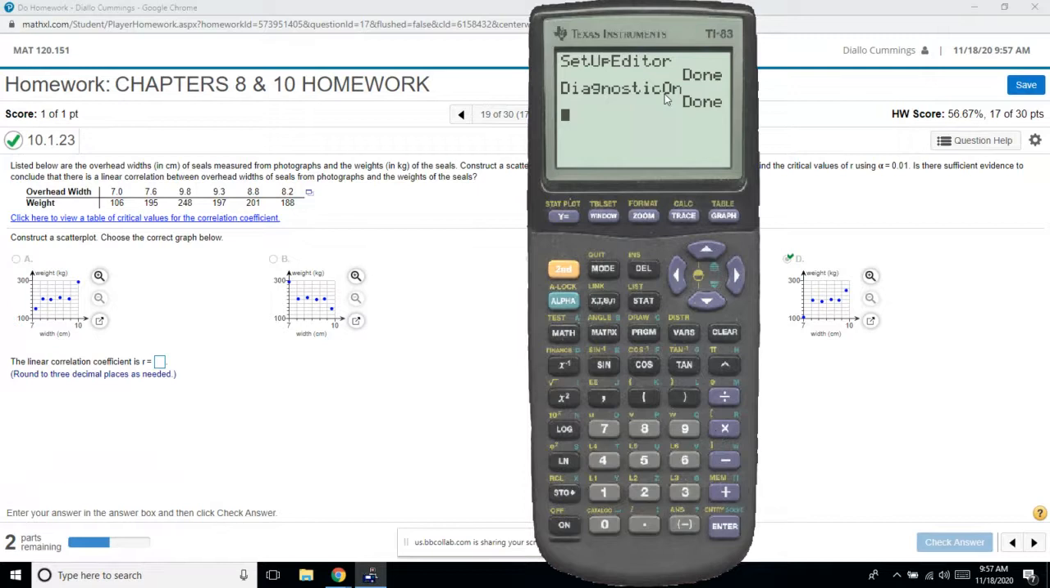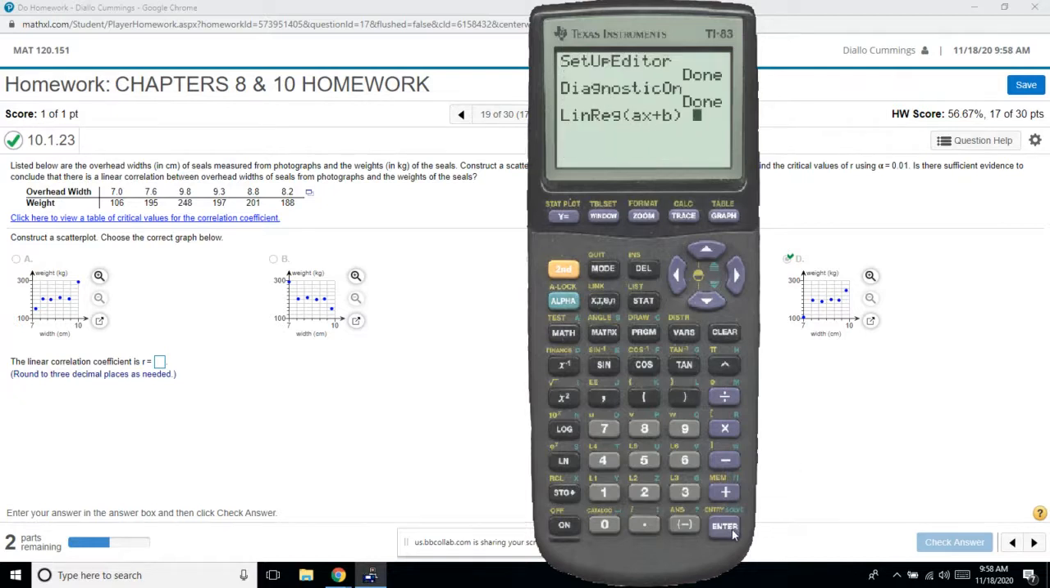All right, so now that the diagnostic is turned on, here is how we will compute this linear correlation coefficient R. I'm going to go back into stat. I want to scroll over to calculate, and I want to scroll down to this linear regression ax plus b. If you remember from your college algebra class, this is linear regression, just taking these points and producing a line based on these data points.